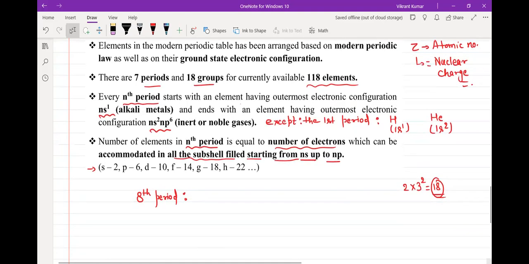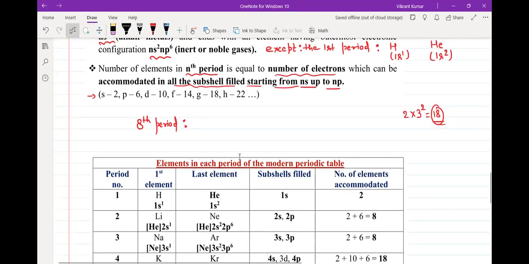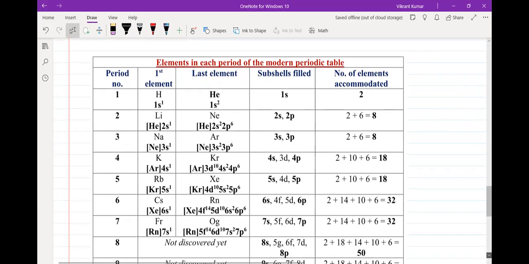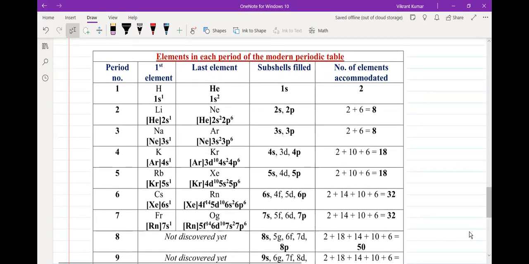I'll be telling you up to the 10th period. Let's see the pattern: how we decide which subshells get filled in different periods. If you see this table, the first period starts at 1s and ends also at 1s. There is no 1p. So the first period is the exception where we are not saying it starts at ns and ends at np. The first period starts at 1s1 and ends at 1s2, and that's why just the 1s subshell is getting filled, and we get two elements.